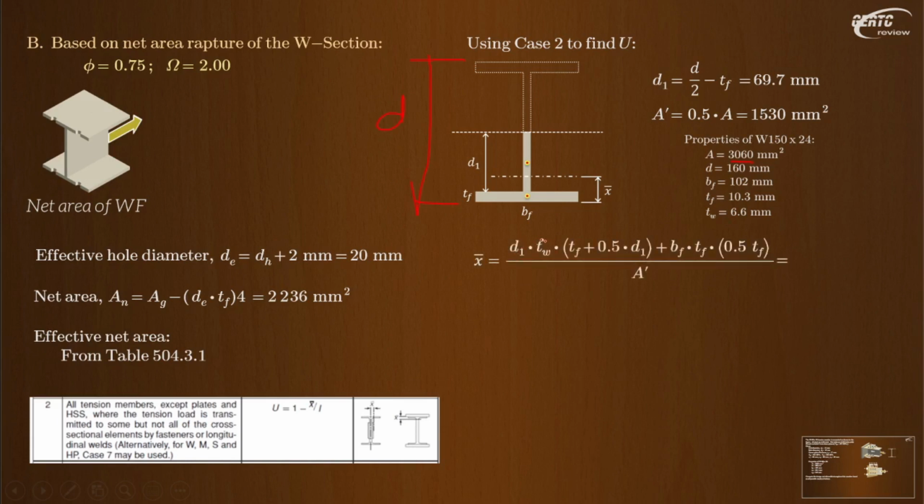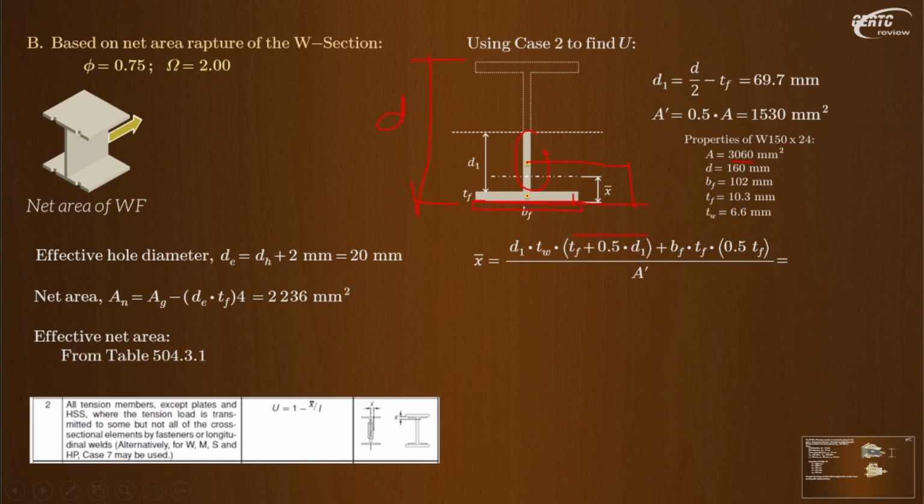I'll just explain. D1 times TW is the area of this, and this one here is the distance of this centroid from the bottom. That will be TF plus half of D1. BFTF is the area of this flange, and 0.5 TF is the centroid of that measured from the bottom, because this is the contact surface of our connection. Our connection surface is here.